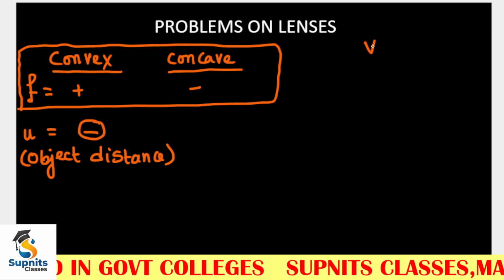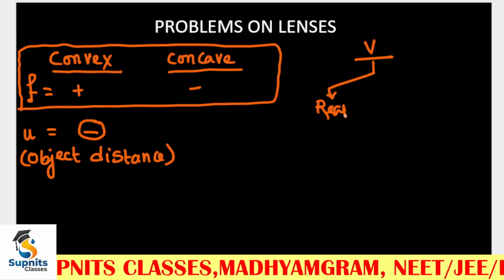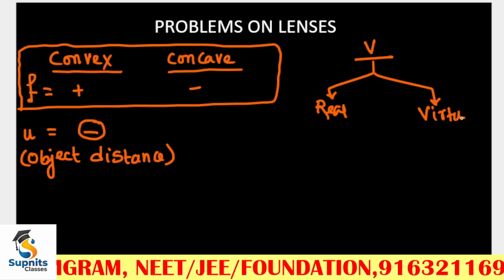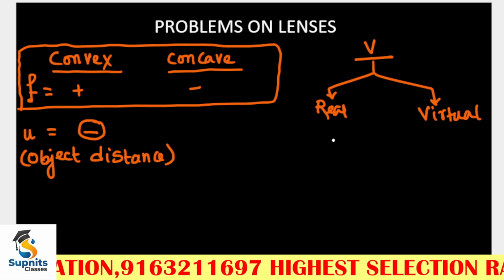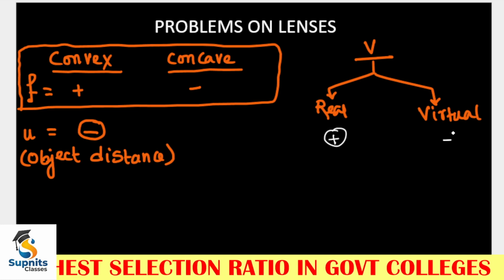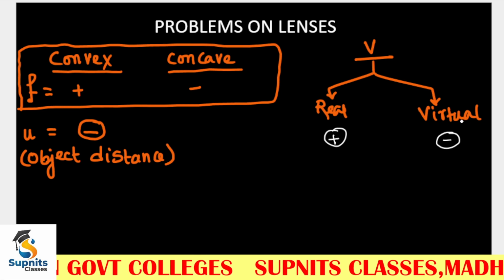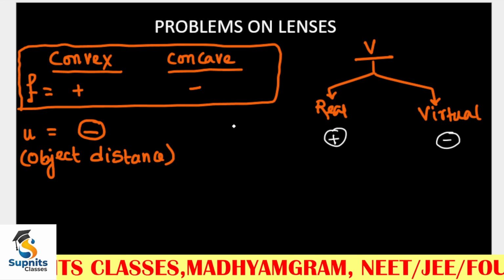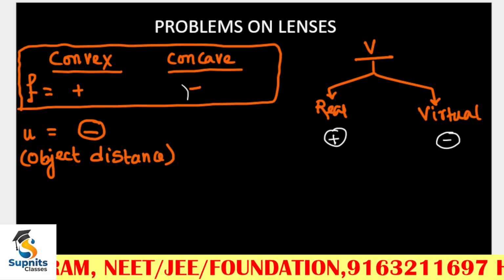What about V? Now V will depend on whether it's a real image or a virtual image. In case of real image, V is positive, and in case of virtual image, V is negative. Because in case of virtual image, the image is formed in front of the lens. In case of real image, it is formed on the other side of the lens, that is the right side, and on the right side it is positive, on the left side it is negative.